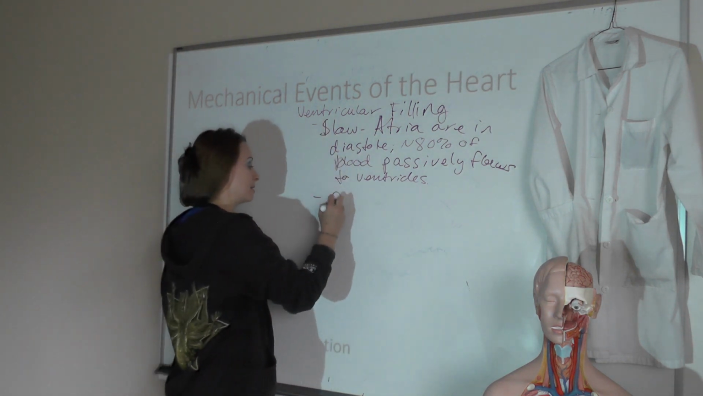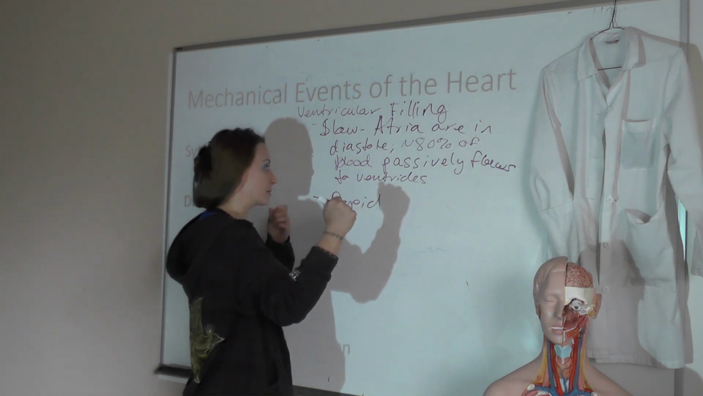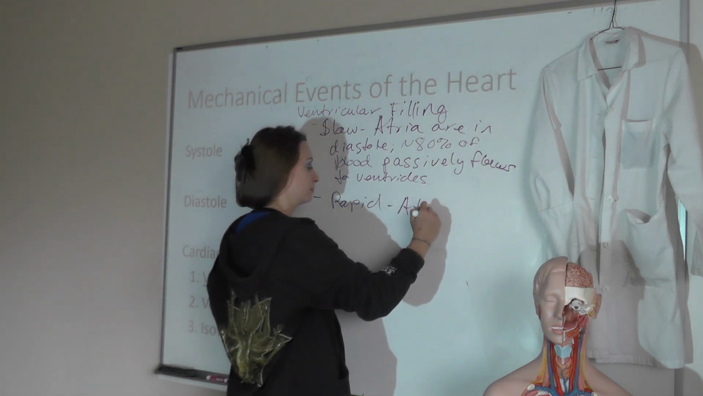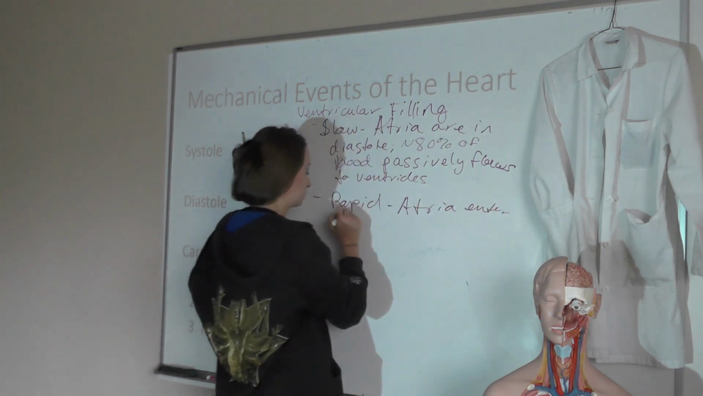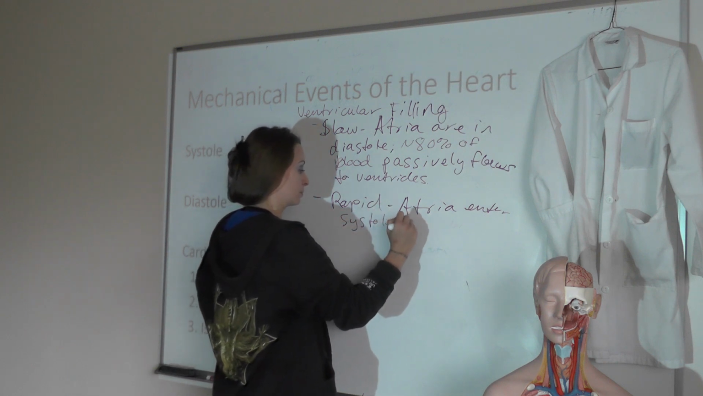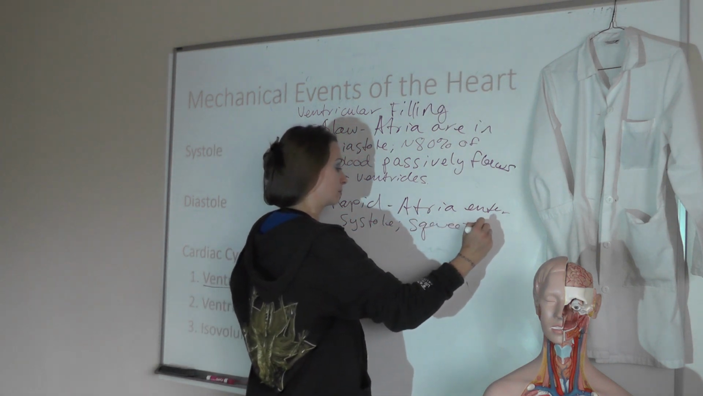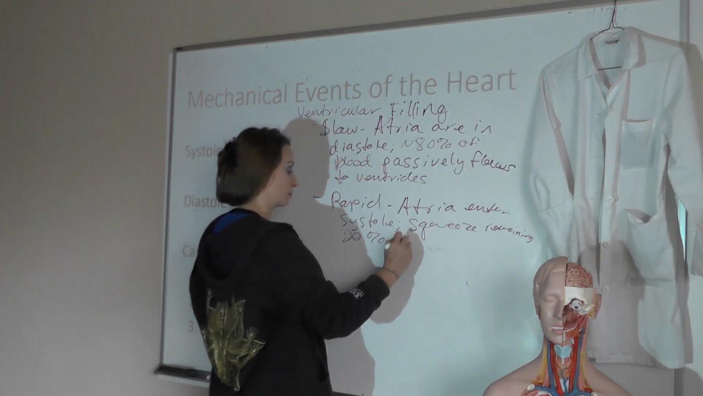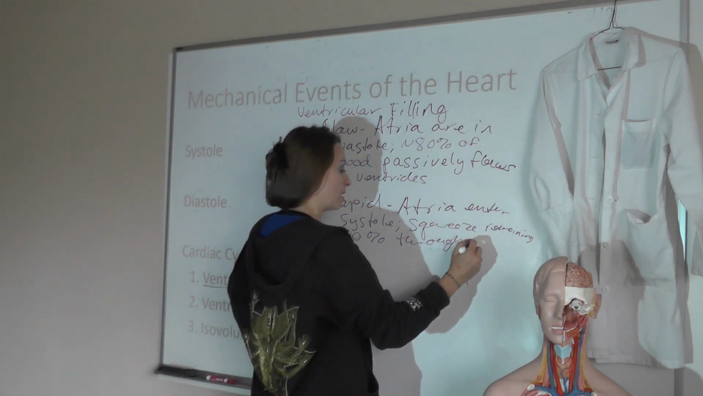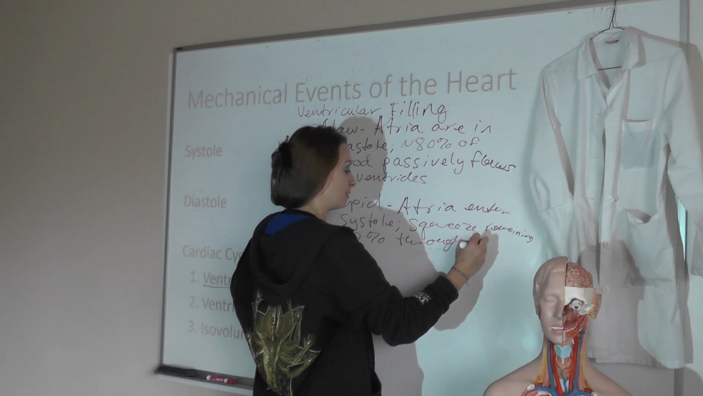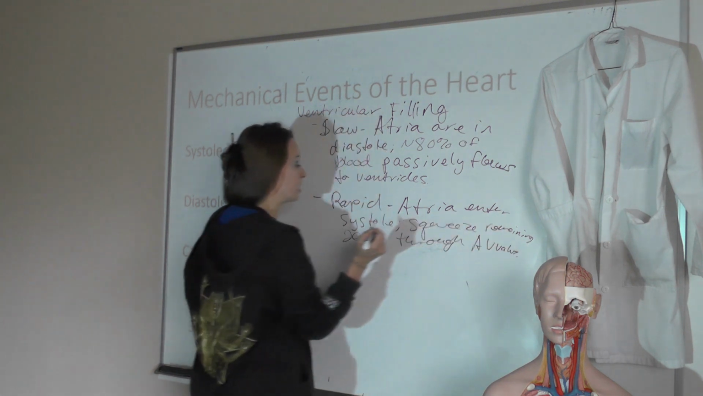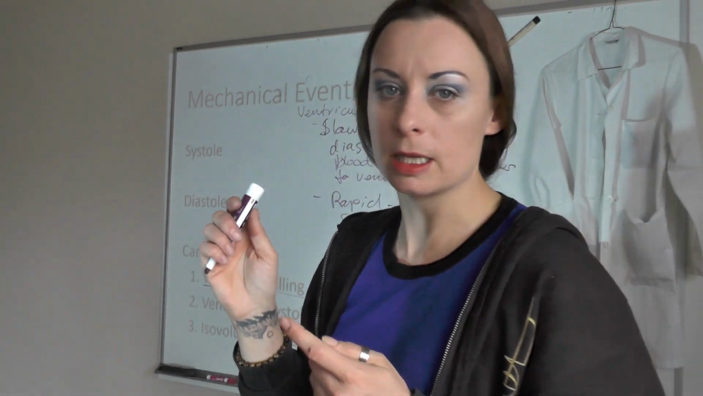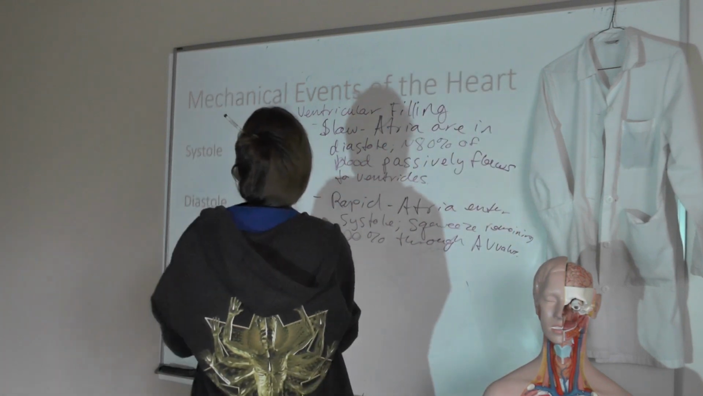And then we have rapid ventricular filling, and what happens here is our atria enter systole. They contract and squeeze the remaining 20% through the AV valve. So here, which AV valve is on the right side? Tricuspid. Which AV valve is on the left side? Bicuspid. That was a test.